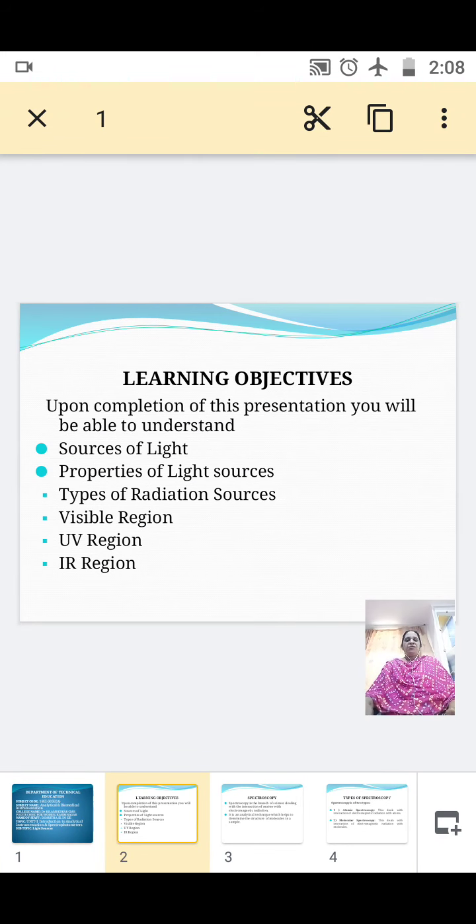The learning objectives. Upon completion of this presentation, you will be able to understand the sources of light that are used in spectral analysis, the property of the different light sources, and the types of radiation sources which you are going to use in the visible region, UV region and IR region.